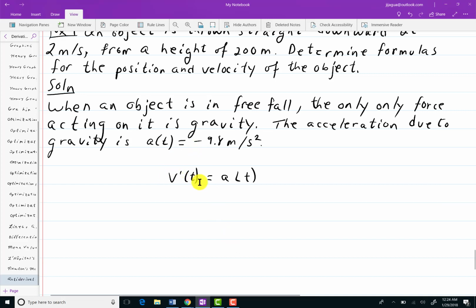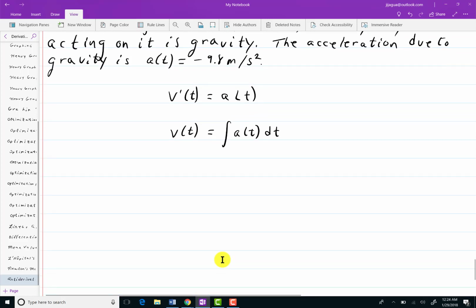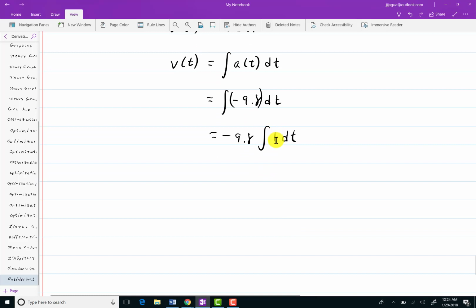Now first, we make note that v prime equals a of t, so I can immediately reverse this to an integral where v of t equals the integral of a of t dt. And now I'll go ahead and plug in the acceleration of negative 9.8 dt. Now that negative 9.8 can be pulled into the front of the integral, factored out, and what would be left inside is a 1 dt.